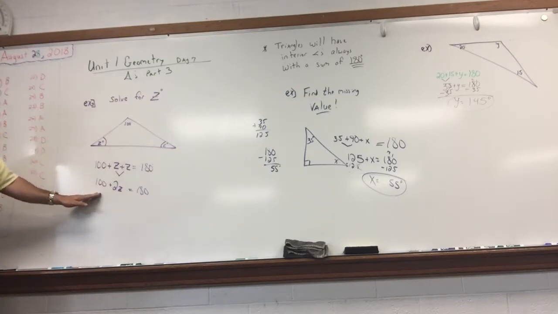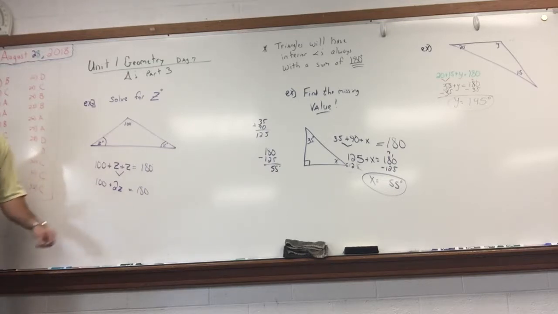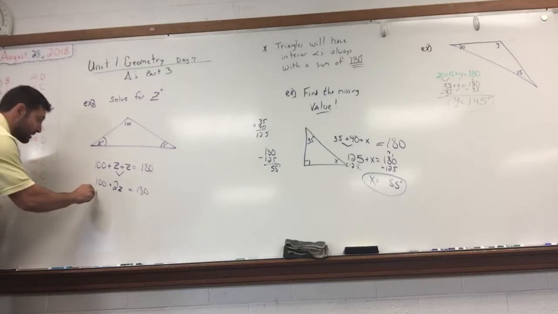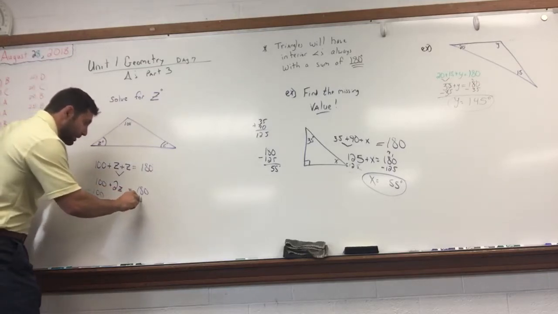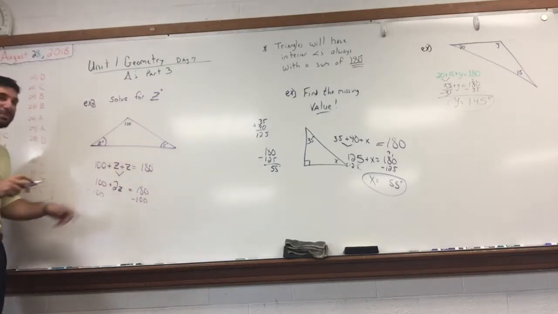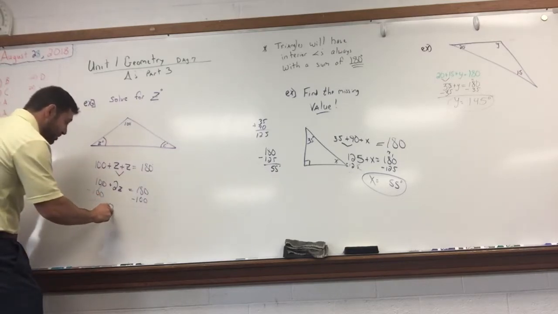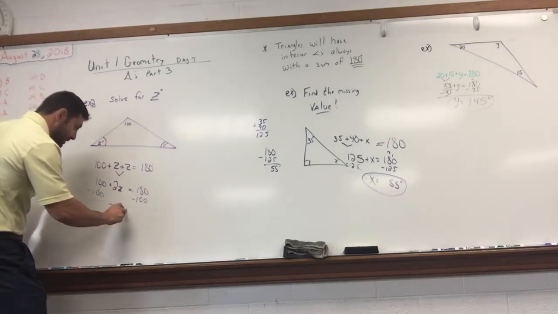I'm more of an equation person. I'm not as smart as Cece. I didn't know that. So what do I need to do? I still need to isolate my variable. I'm going to subtract 100 from my 180, because we're trying to get Z by itself. That leaves me 2 times Z equals 80.